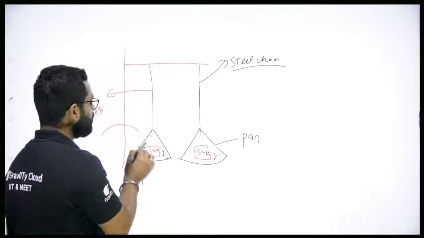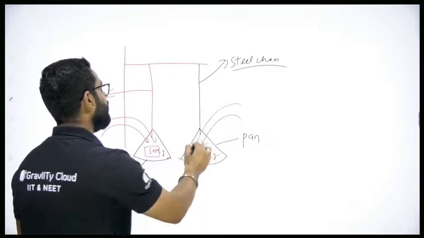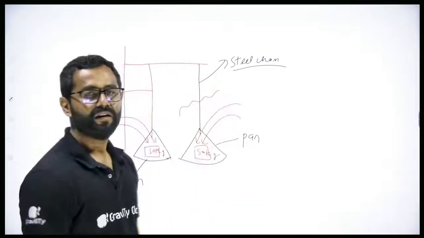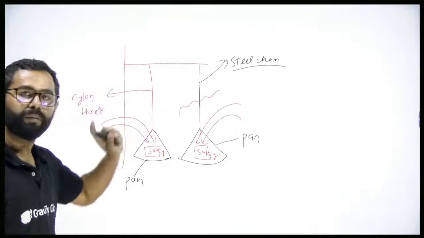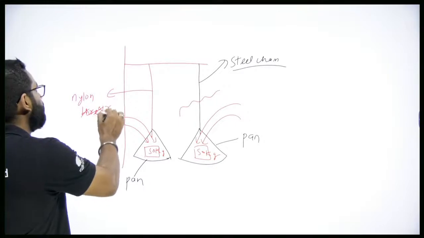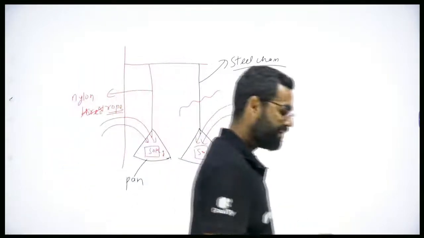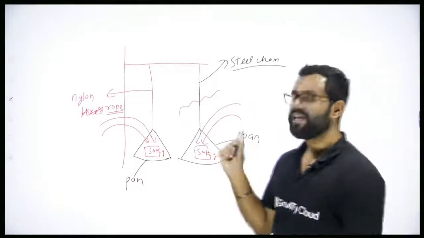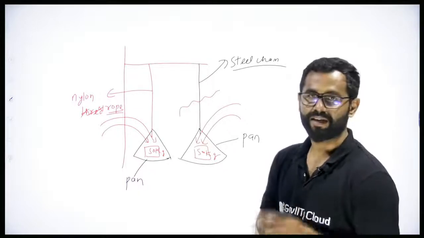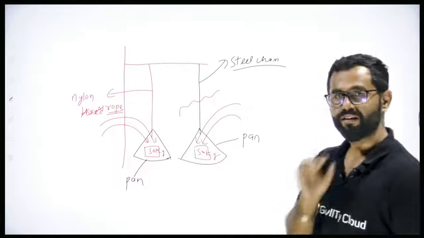Suppose you further increase the weight. You keep on putting the weight. A time will come that the steel chain will break, but the nylon thread will not break. Or we can say the nylon rope will not break. Simple, right? The steel chain can break, but the nylon rope will not break. That means nylon rope has more strength than steel.